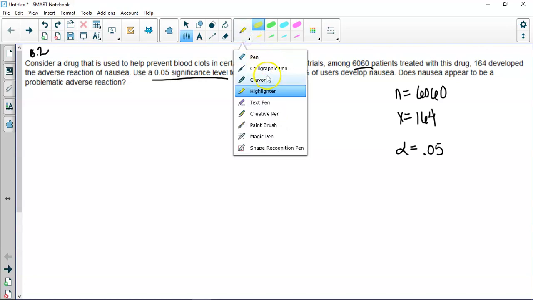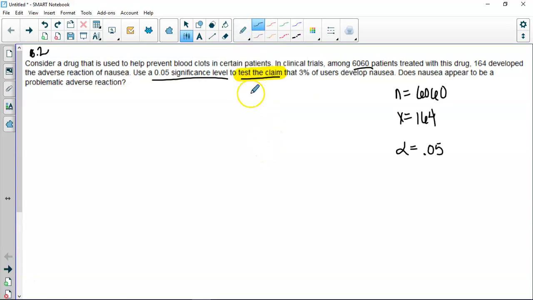So I'm going to get my pen ready, and it says test the claim that 3% of the users, so 3%, we can't work with percent, so I'm going to write that as 0.03. And if you're talking about a percent, you're talking about population proportion. So this is a population proportion question. That 3% of the users develop nausea. So 3% exactly develop the nausea.